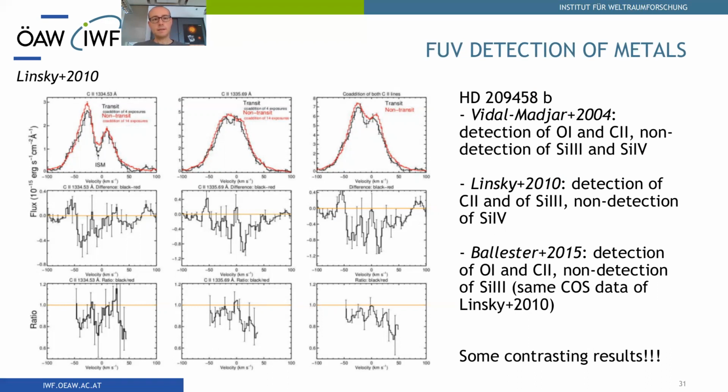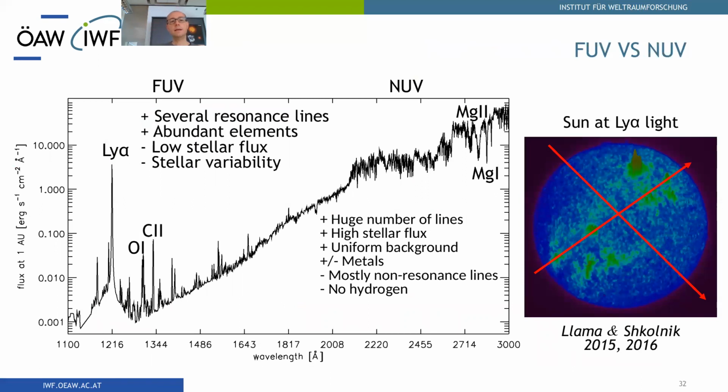What is surprising, and actually is not surprising if one thinks about it more deeply, is that these results are pretty contrasting with each other. And the reason is that the far UV stellar spectrum against which these lines are observed is variable with time. It is not only variable with time because the star is variable at these wavelengths, but it is also spatially variable.